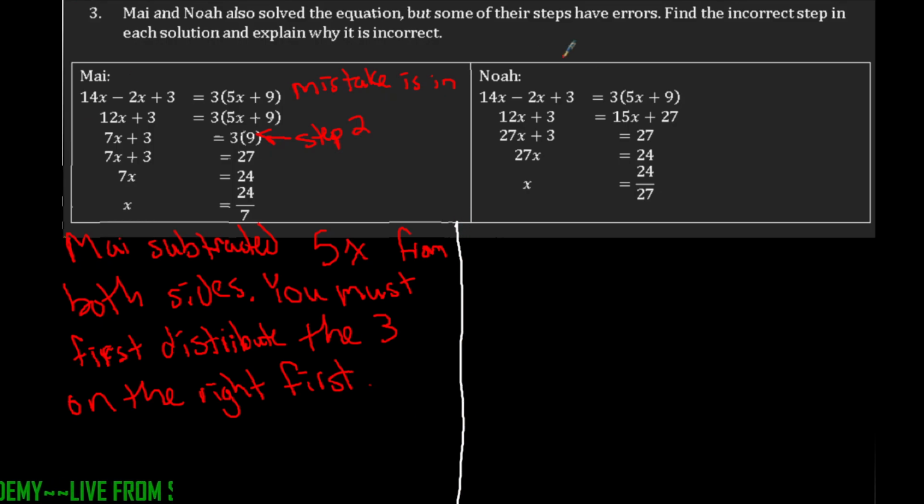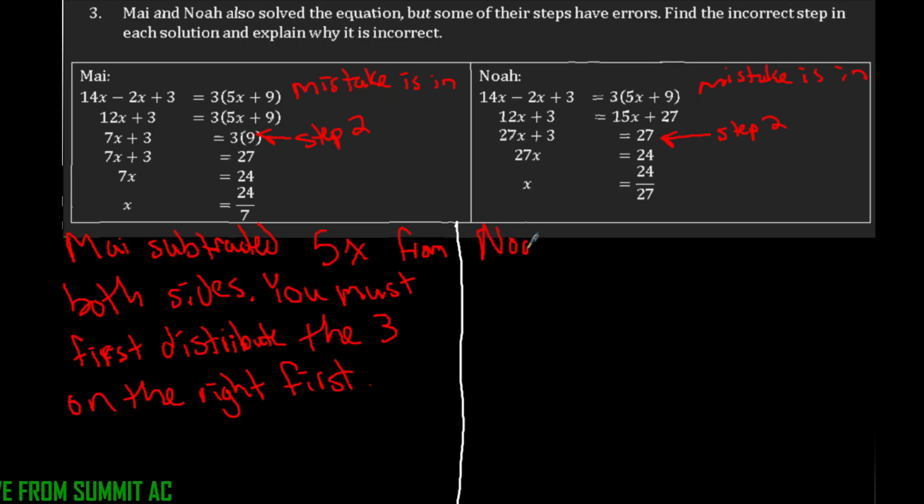Let's look at Noah's work. Where's the mistake in Noah's work? So similar steps, they distributed. So they did 3 times 5x and 3 times 9. So that step is good. However, the mistake is in the same spot but a different mistake. So we can say in step 2. What do they do from step 1 to step 2? Well, they subtracted 15x from both sides.